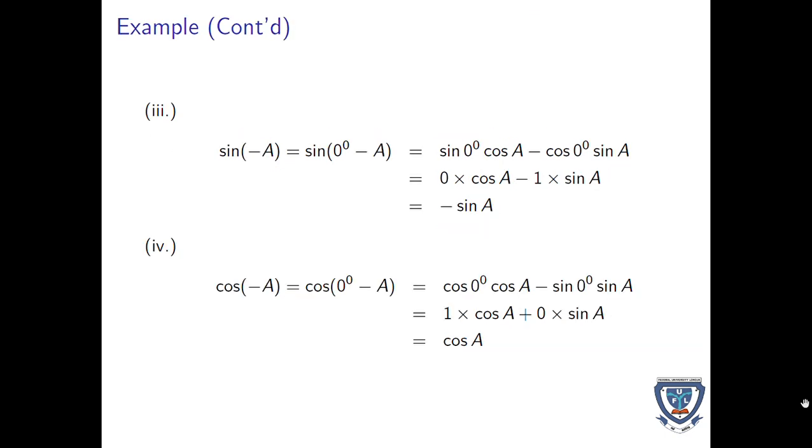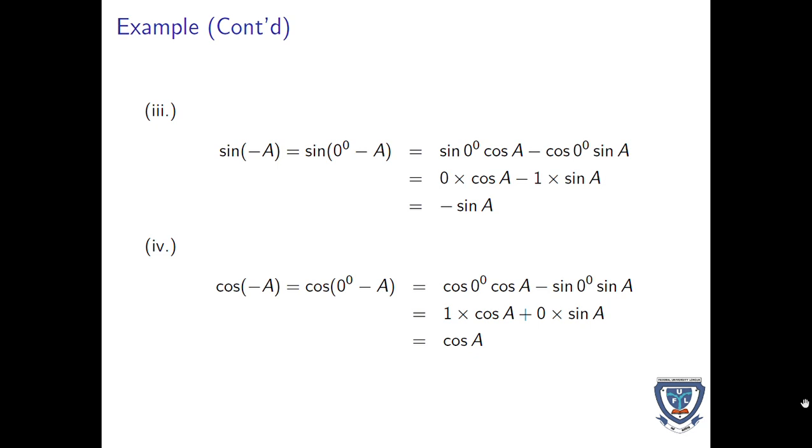For C, sin(−A) can be written as sin(0 degrees − A), which will be equal to sin 0 cos A minus cos 0 sin A. And we know that sin 0 is 0, while cos 0 is 1. So when you simplify properly, you're going to have that sin(−A) will give us minus sin A.